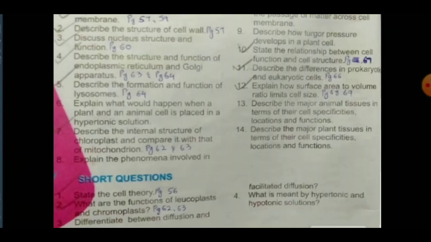And what is the function of chromoplast? Chromoplast, basically its function is to give colors to flower petals and fruits, and they also help in the pollination and dispersal of fruit.